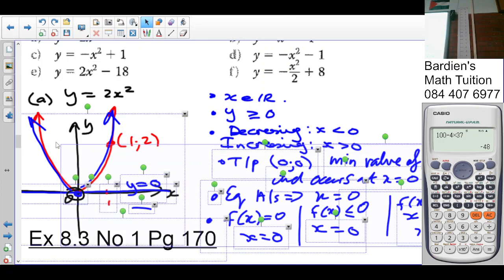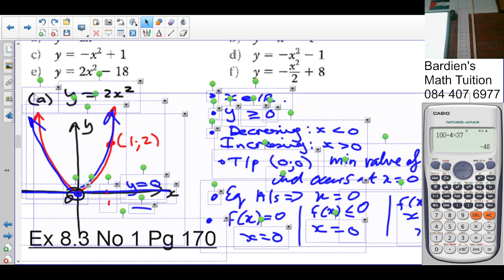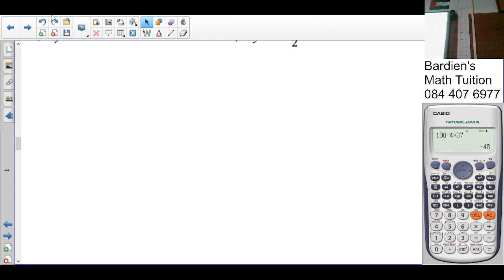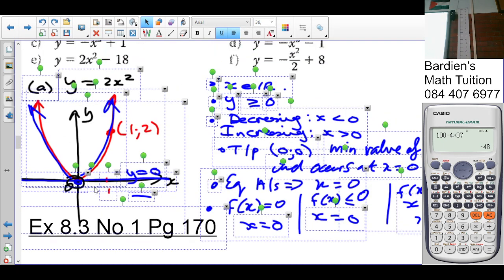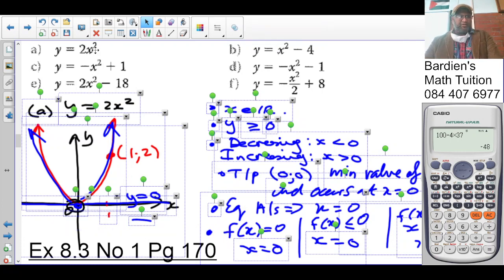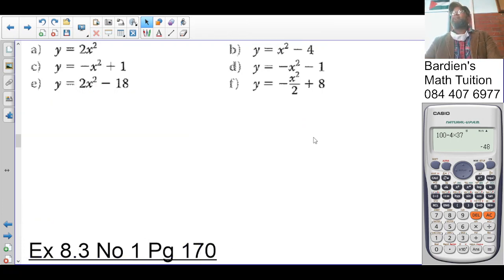Right, let's look at number 2. Let's just confirm something: is the range always y greater than or equal to 0? No, it depends on the turning point. So there is the y coordinate of the turning point. Okay, you will see the change now happen.